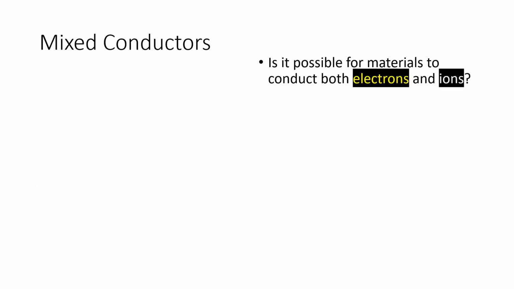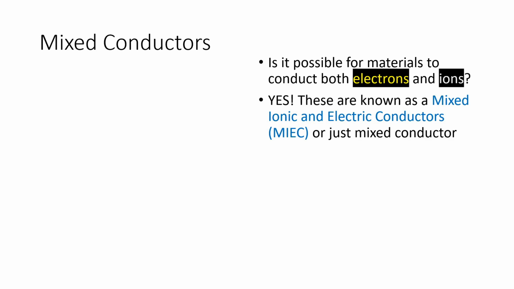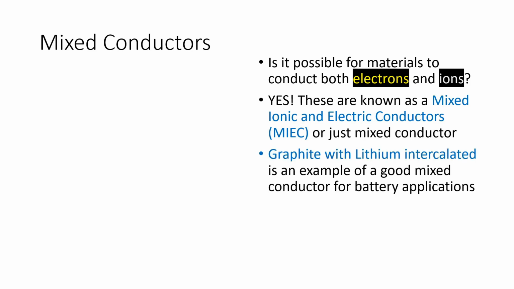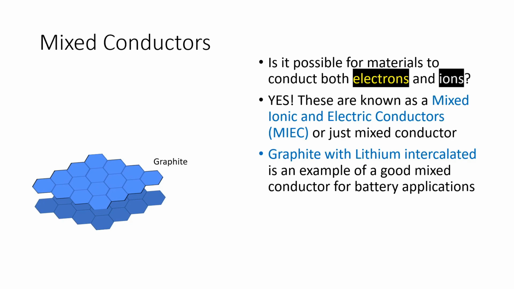Okay, and so one may ask, is it possible for materials to conduct both electrons and ions? And the answer is yes. These are known as mixed ionic and electronic conductors, or MIEC, or just mixed conductors in the battery community. Graphite, denoted on the left side, with lithium intercalated, is an example of a good mixed conductor for battery applications.